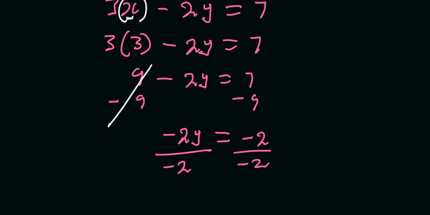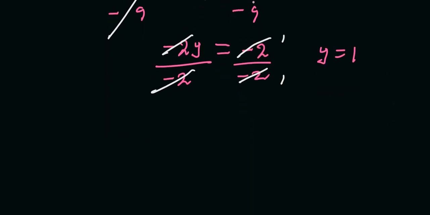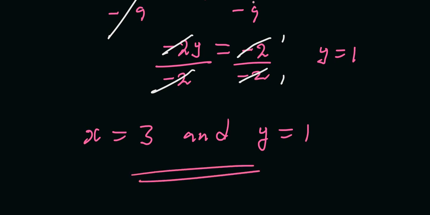Negative 2, you're going to cancel out negative 2 from here. Negative 2 divided by negative 2 is 1, and negative 2 divided by negative 2 is 1. And 1 over 1 is 1. Therefore, y is equal to 1. That means the solution to this question is x is equal to 3 and y is equal to 1. Final answer. I hope this is clear to you.